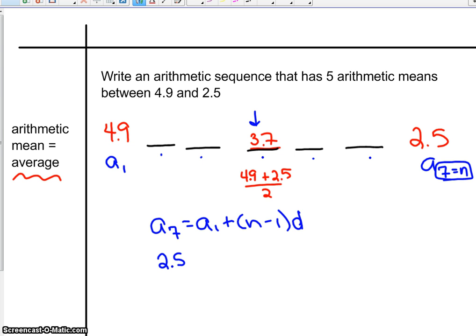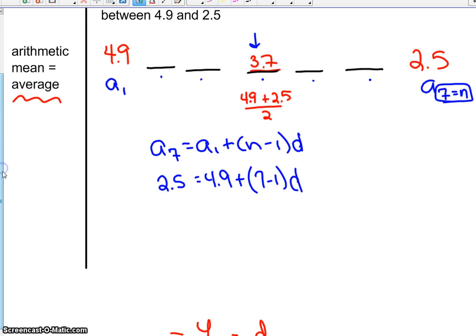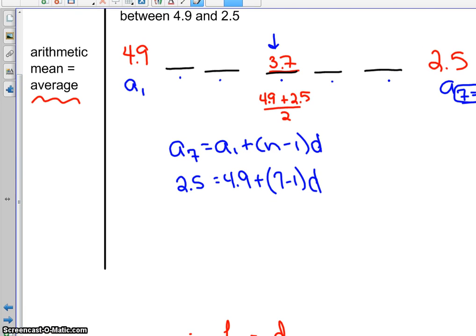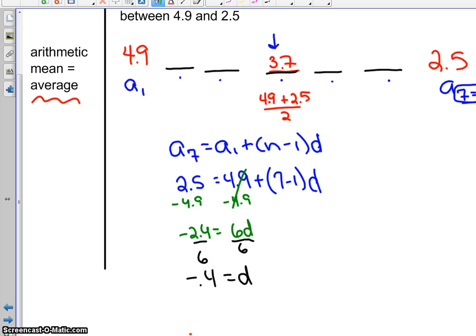You've got to understand, a sub whatever is always talking about one of the terms in my sequence. I know my first term, and I now know that there are 7 terms in my sequence. So the only one I don't know is d, and I can go about solving that. It's just some algebra. I'm going to subtract 4.9. Most people don't write 7 minus 1, they'll just go with the 6. Divide by 6, so we get negative 0.4 as my value for d, my common difference.